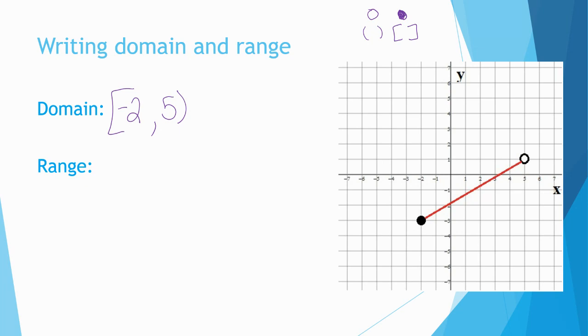That's okay. Now looking at my range, I'm going to look at the bottommost value, which is at this black point again at -3. It exists there, so I'm going to use a bracket. All the way up to 1, where it does not exist, so I'm going to use a parenthesis. So you're going left to right for domain, bottom to top for range, and then determine closed point, where the graph exists, it's a bracket, open circle, where the graph does not exist there, it's a parenthesis.